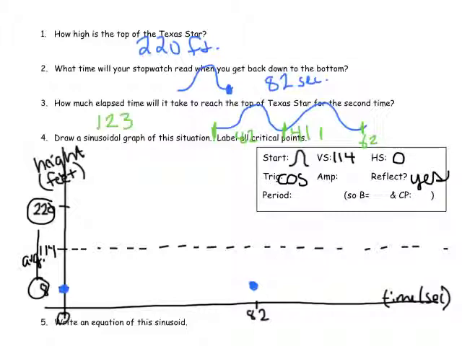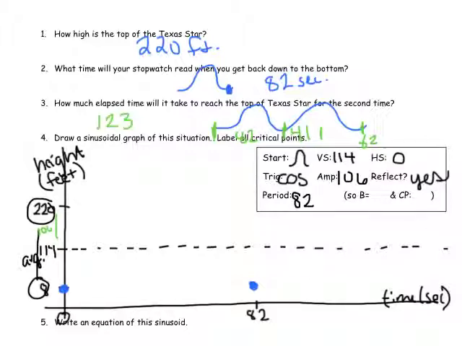My amplitude from 114, how much do you move to get to 220? So you can do 220 minus 114, and you should get 106. Now, a quick check you can do is 114 minus 106 should get you back down to 8, which it does. Okay, my period is 82.